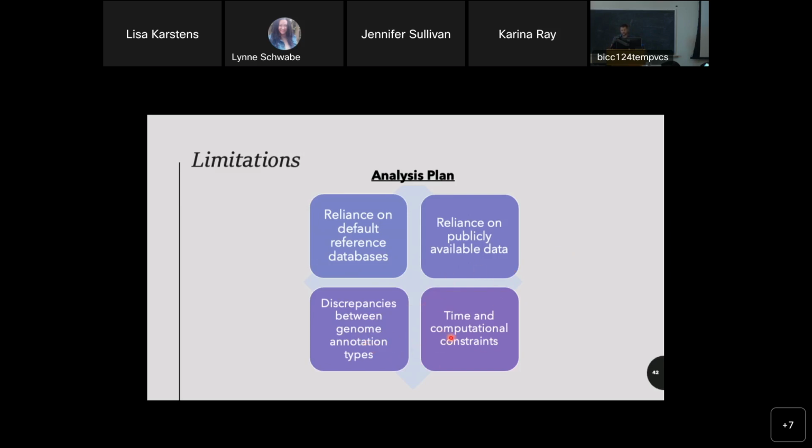And finally, this being a master's thesis, I was subject to time and computational constraints. Given more time, expanded data sets could have been utilized, which could have resulted in more conclusive results, as well as some more nuanced investigations.